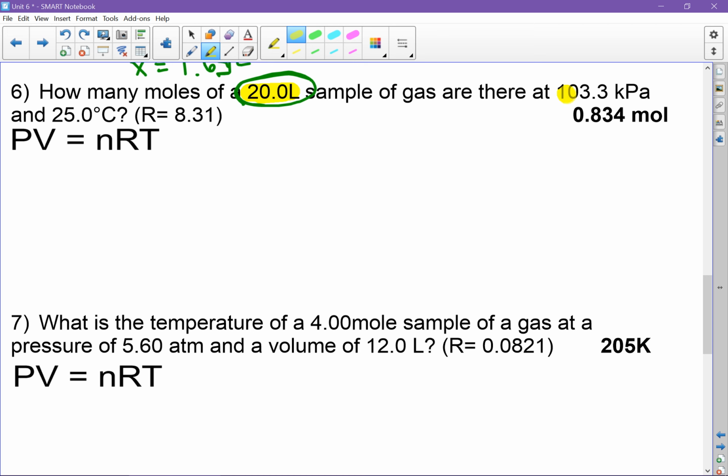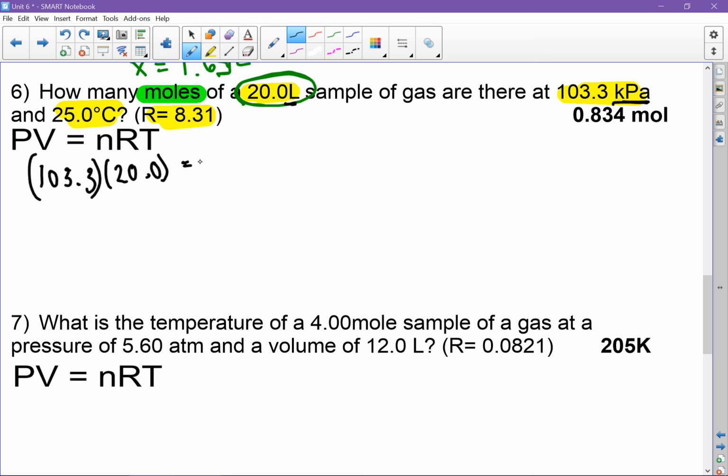I'm going to find all the numbers. There's that, and then I'm going to write the formula. I'm also going to notice that it says how many moles. That's the thing that I don't know. That means that's where X goes. So let's put in everything else that we do know. We know that pressure is the kPa number, so 103.3. Volume will be a liter number. That's the one that I forgot, so we'll put that in.